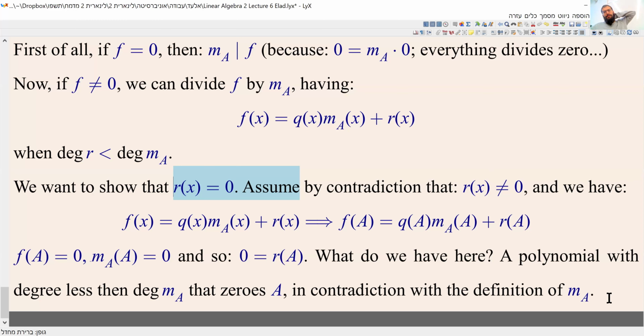Okay, any question about this proof? Those who want to write down, have another couple of seconds. And then I want to move on.